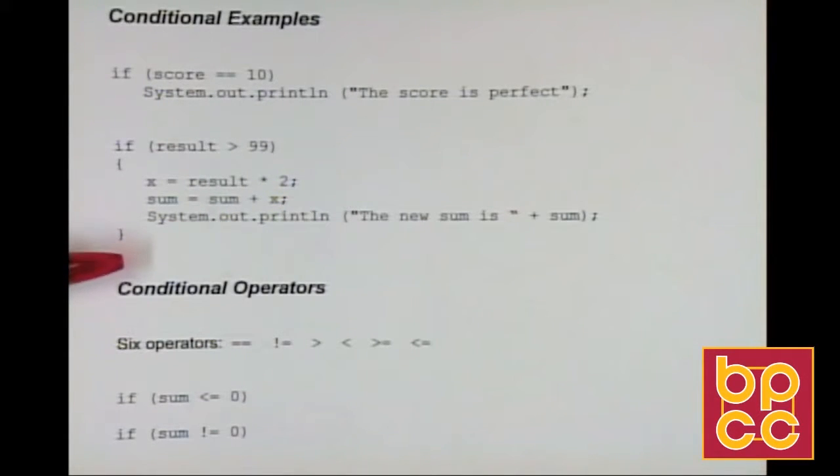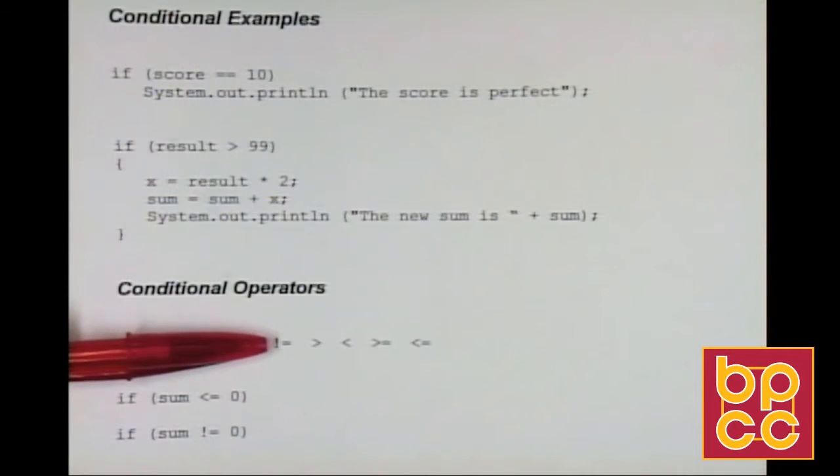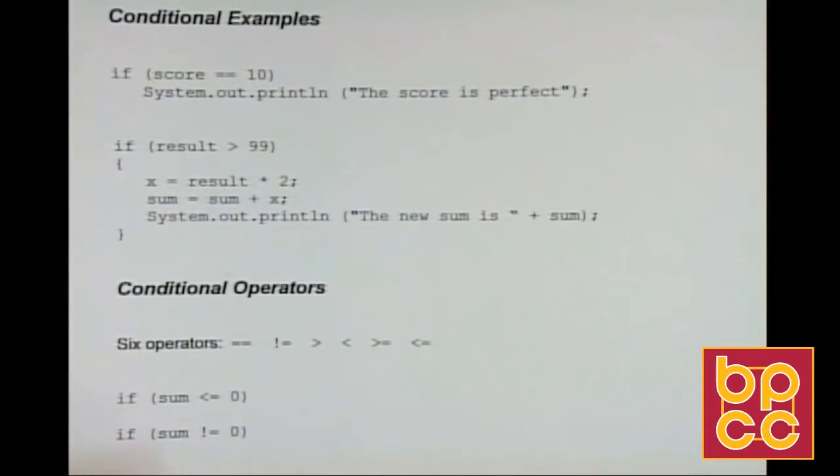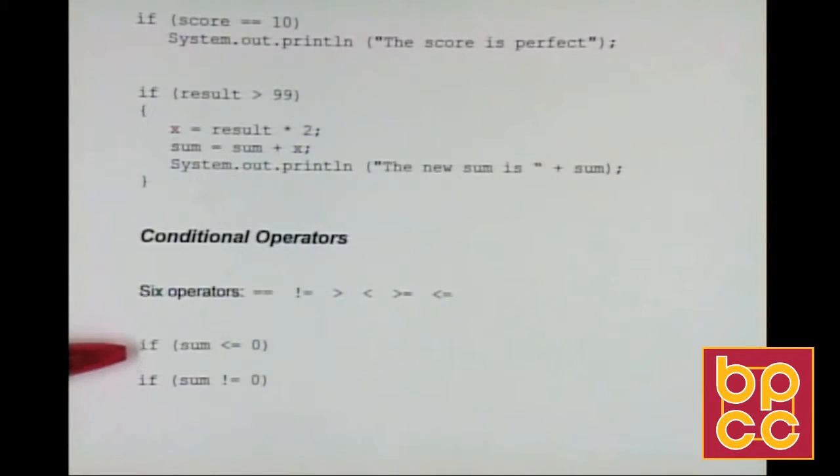Now, when doing if conditions, there are 6 conditional operators that are used by the Java programming language, which are called the relational operators. You have equal, which is a double equal. You have not equal. Then you have greater than, less than, greater than or equal to, and less than or equal to. And here's a couple of examples like if sum is less than or equal to 0, which means that if the value of sum is any negative number, then that would be true. And then here, if sum not equal to 0, which means that if sum is equal to any value other than 0, that condition will be true.